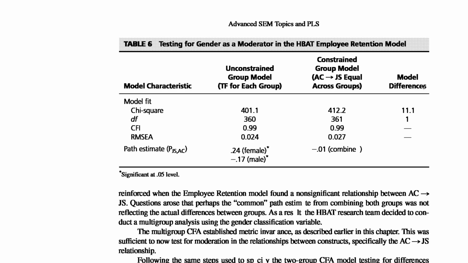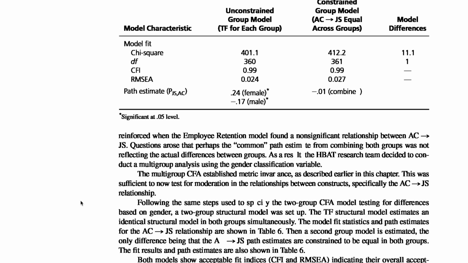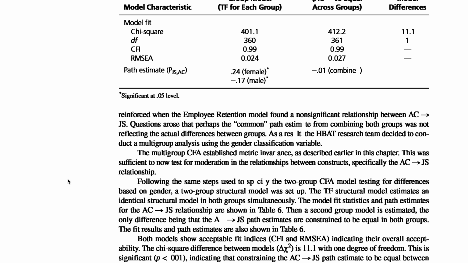HBAT employs retention models, and here is the model characteristics: the unconstrained group model, the constrained group model, and the model differences. When the employee retention model found a non-significant relationship between the AC-JS quotients, the common path estimation from the combination of both groups was not reflecting the actual differences between the groups. As a result, the HBAT research team decided to conduct the multi-group analysis using the gender classification variable.